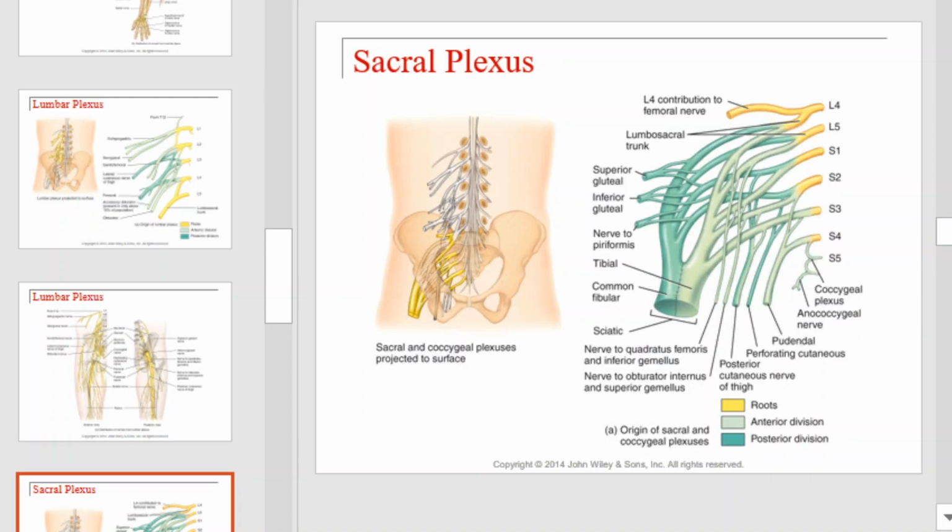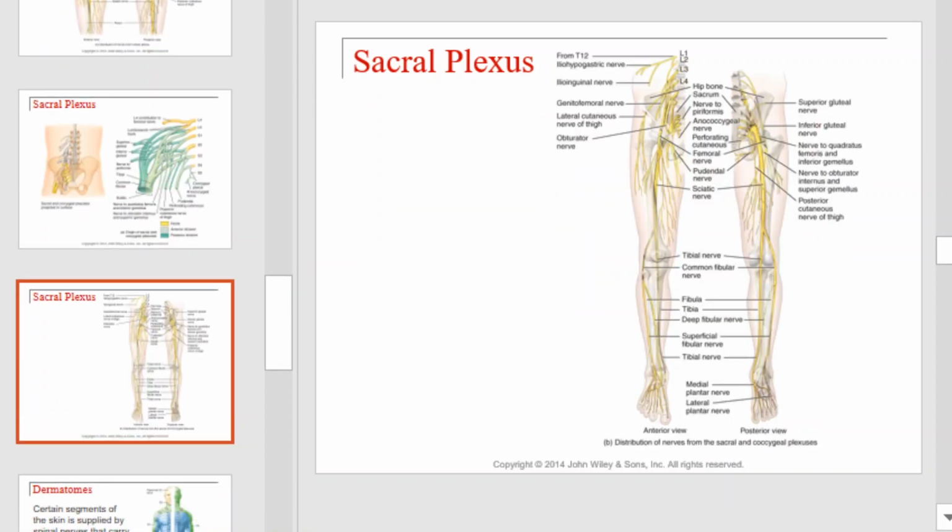This is the sacral plexus. Note its location and the major nerve branching off. Here we see the sacral plexus and the nerves extending from it down the leg.